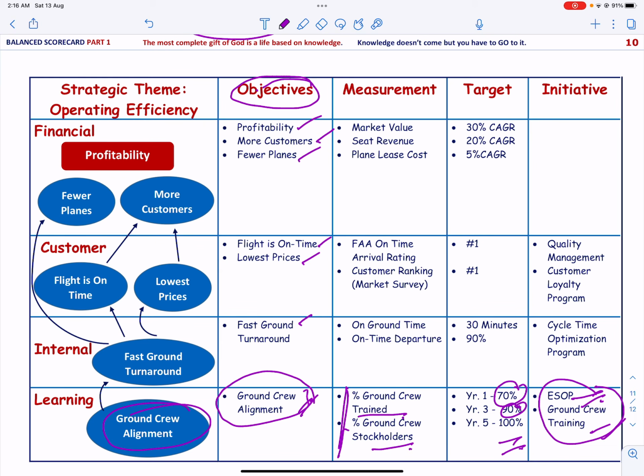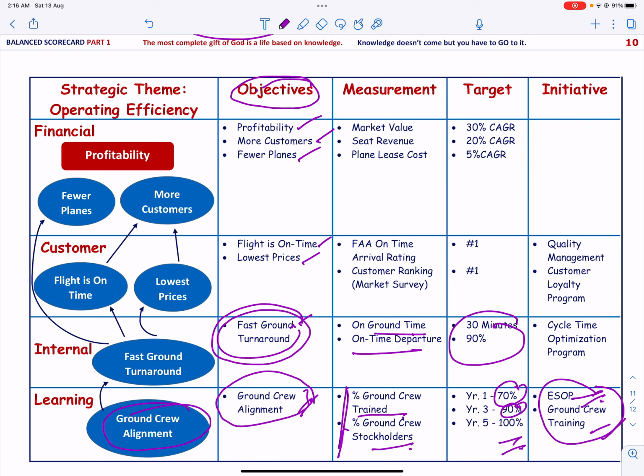So if a company is able to accomplish this in the 5 year plan, they will have a fast ground turnaround. So this is the internal process. This will lead to on-time departure and on-time arrival. And the target is that the departure and arrival is within 30 minutes and for 90% of the flights.